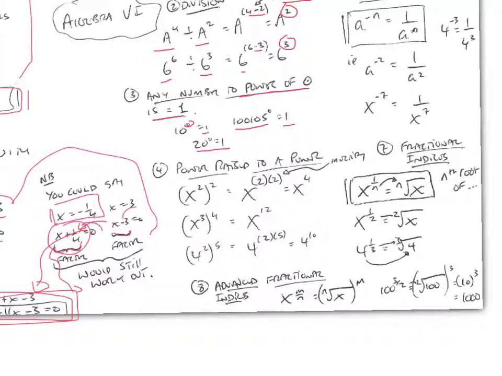Okay. What about when we have a power raised to a power? So what if I have x squared inside the brackets all to the power of 2? I actually multiply the inner power by the outer power. So x to the 2 times 2 is x to the 4. X cubed in the brackets all to the power of 4 is x to the 3 fours, which is 12. 4 squared inside the brackets all to the power of 5 is 4 to the power of 2 times 5, 4 to the 10.